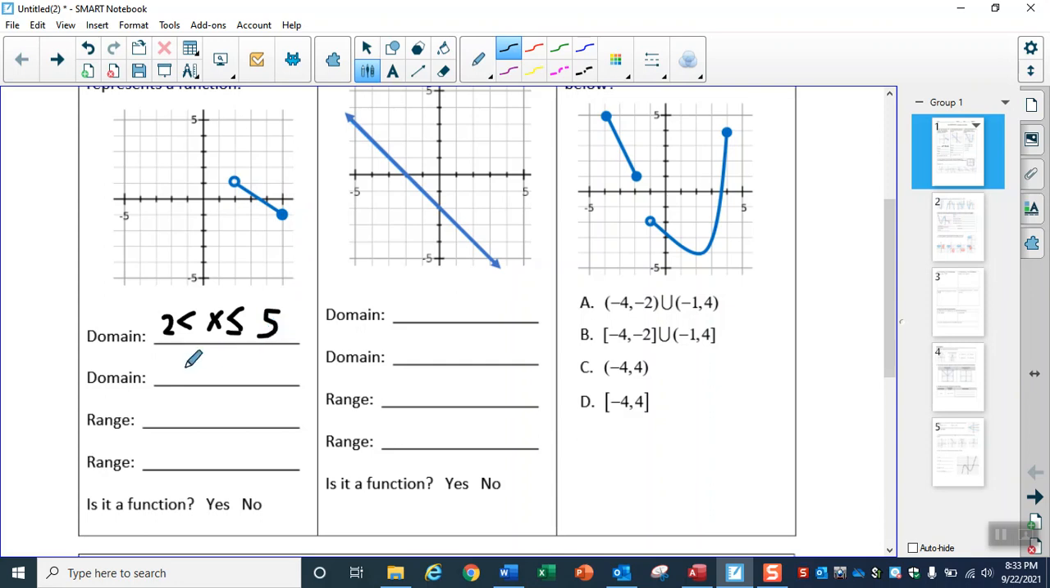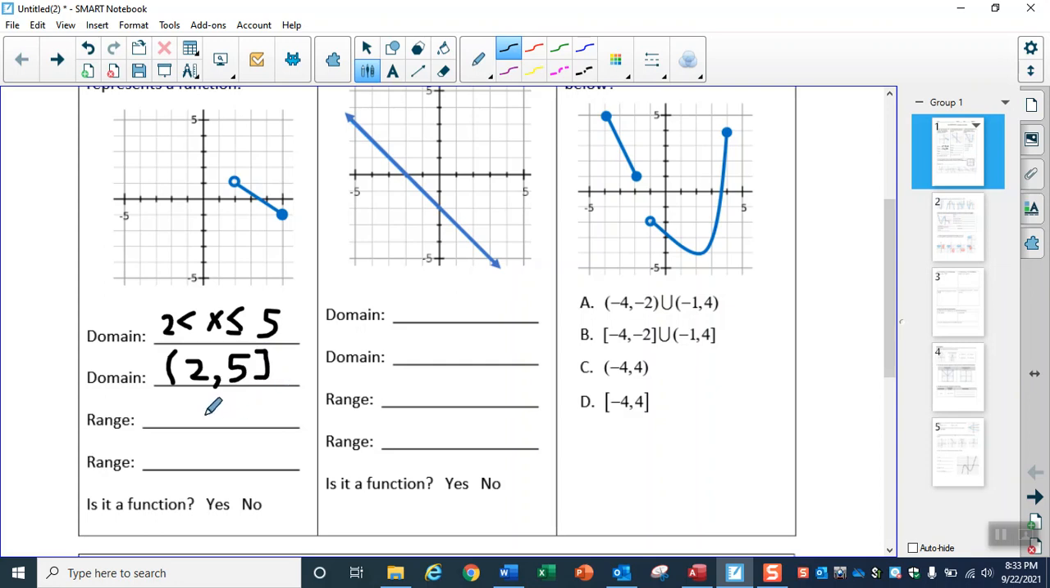All right, that set notation in interval notation, I'm going to put parentheses because the 2 is not included, comma, and then I'm going to put the 5 because that's the other endpoint, and I'm going to use a square bracket because the 5 is a closed circle.